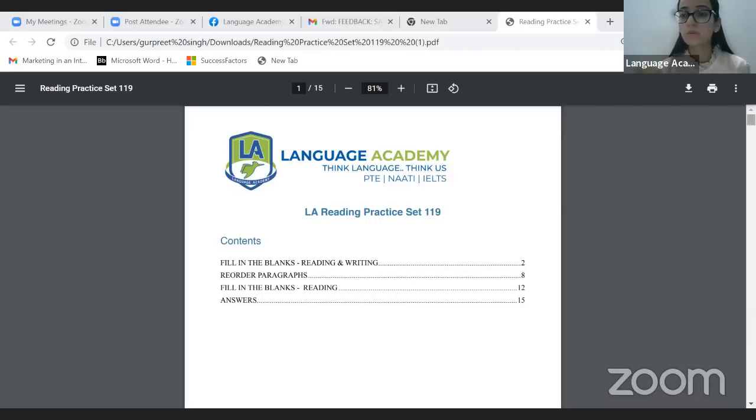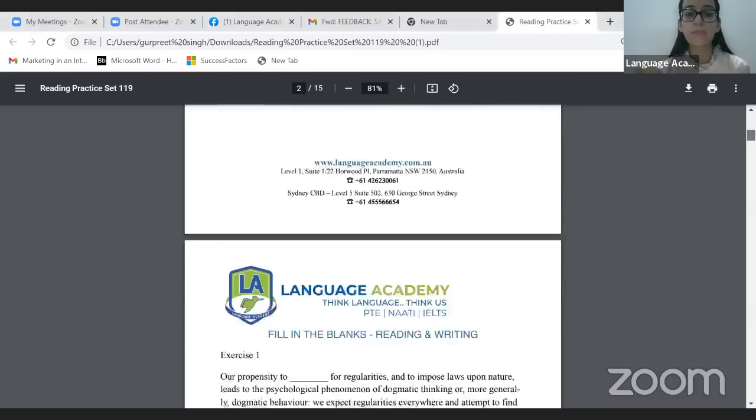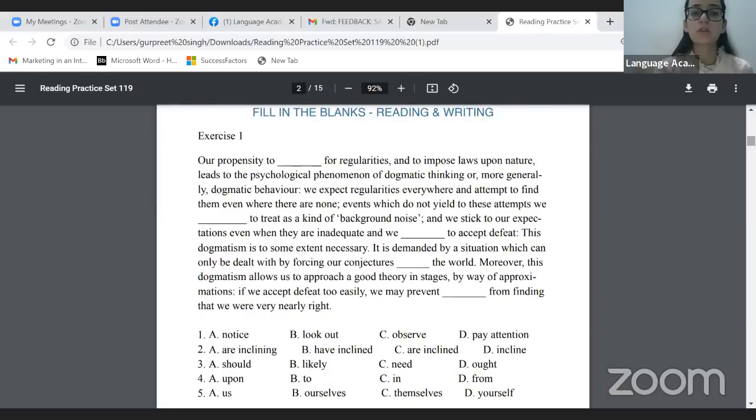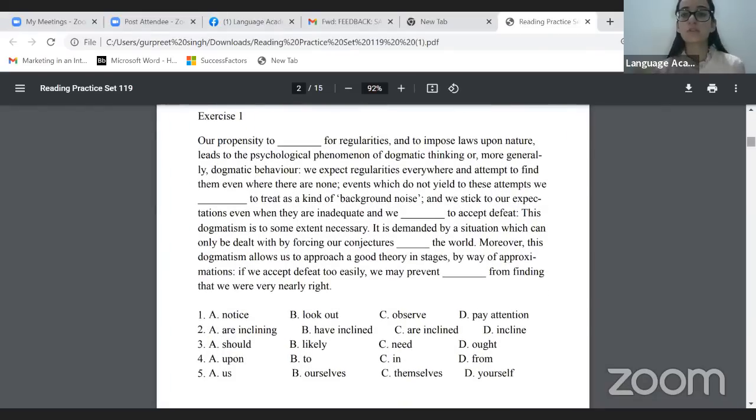Right, so we'll begin with reading and writing questions. Here you have your first question on the screen. You only have to give yourself 2.5 minutes to solve this one, and then post your answers in the chat box. Then we'll have a discussion on each question. So your time to solve this question starts now.